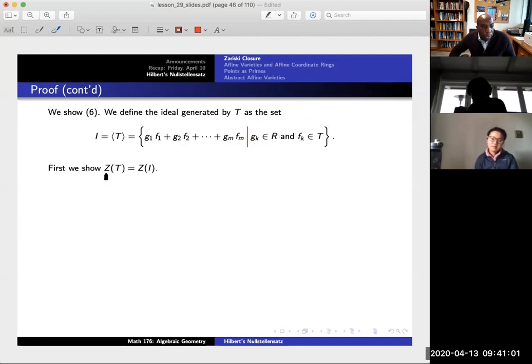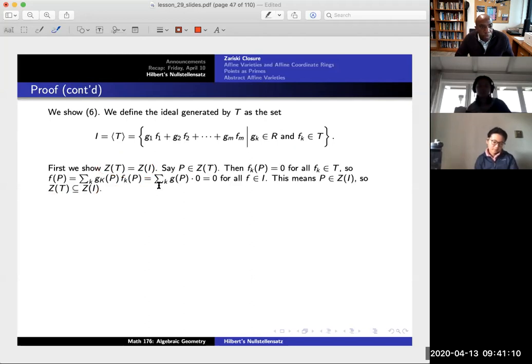First I want to show that the zero set of T is the same as the zero set of the ideal generated by T. So let's do containments in two different directions. Pick a point P in the zero set of T.